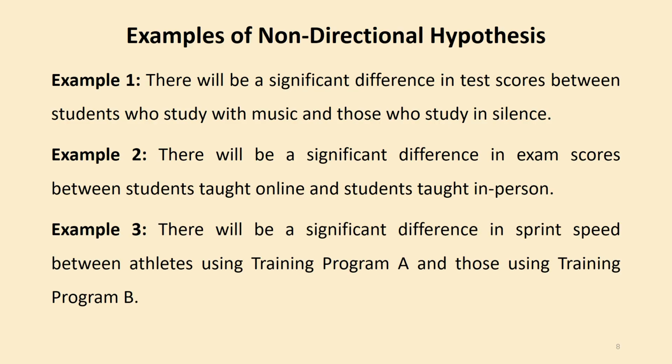Example number 3. There will be a significant difference in sprint speed between athletes using training program A and those using training program B. So again, you can very clearly see that in a non-directional hypothesis, a significant difference is definitely mentioned, but whether the effect will be high, low, positive, negative, nothing is clear. This kind of hypothesis is termed a non-directional hypothesis or two-tailed hypothesis.